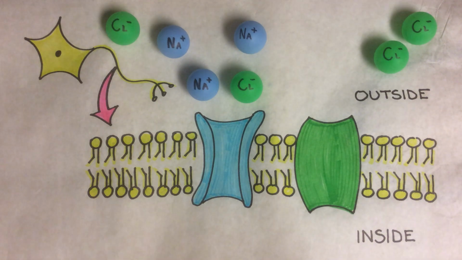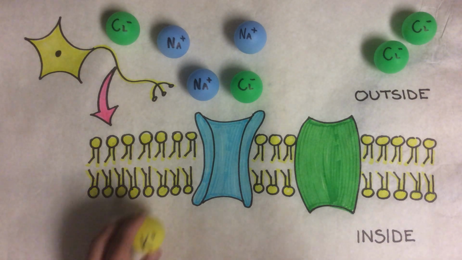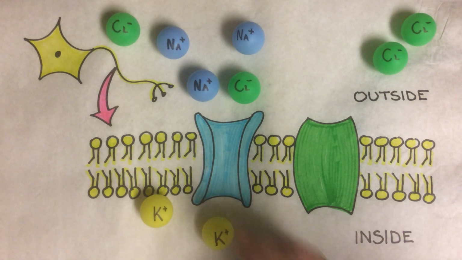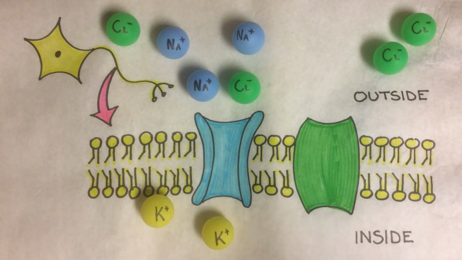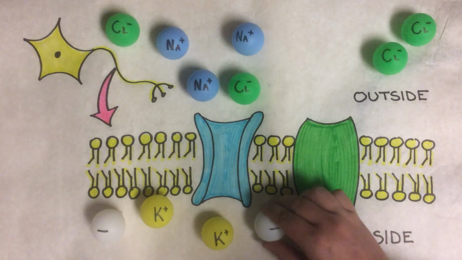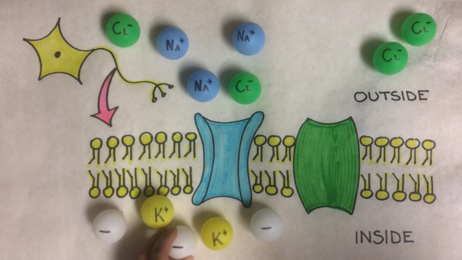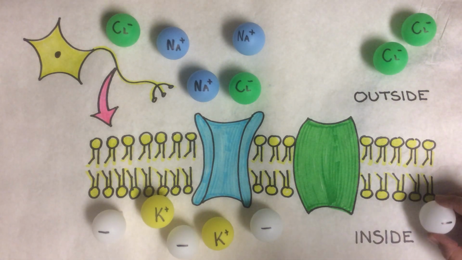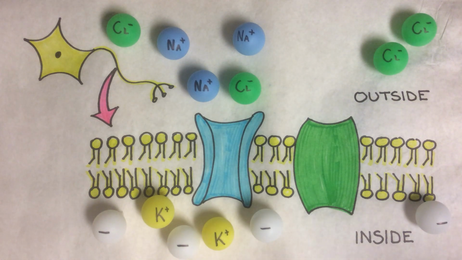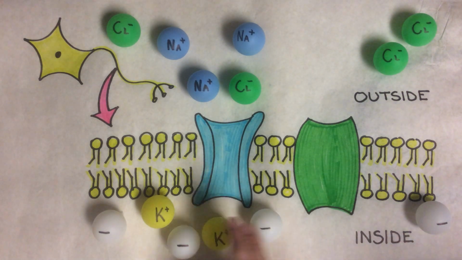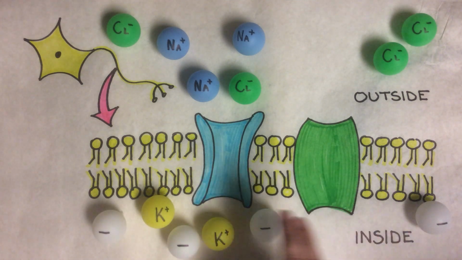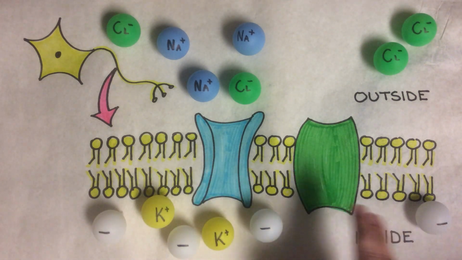There are also positively charged potassium ions, represented by the yellow balls. We will also have a group of various negatively charged ions, known as organic anions, represented by the white balls. When the neuron is at rest, potassium ions and organic anions are more prevalent inside the cell.